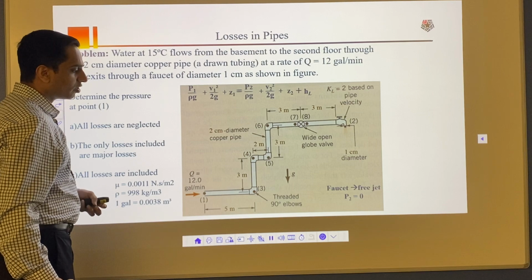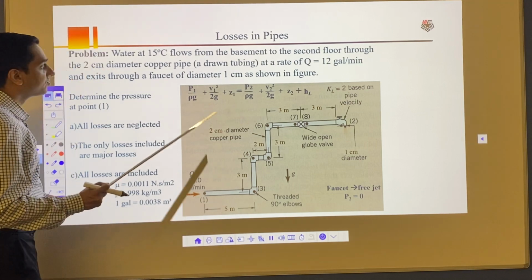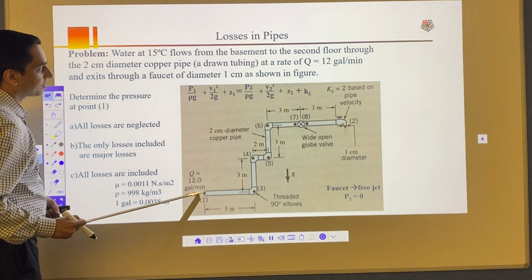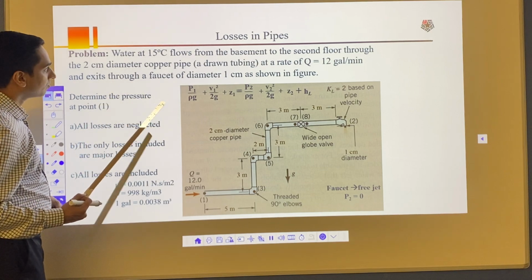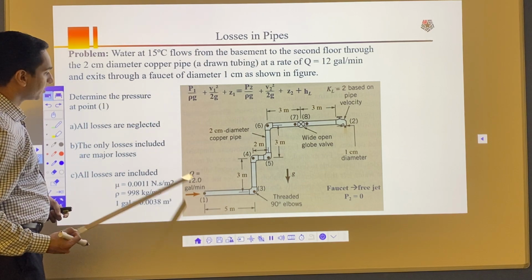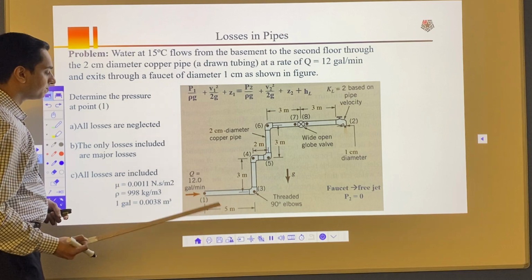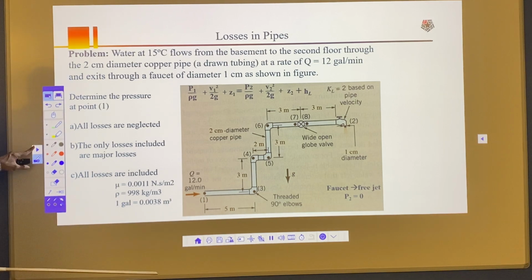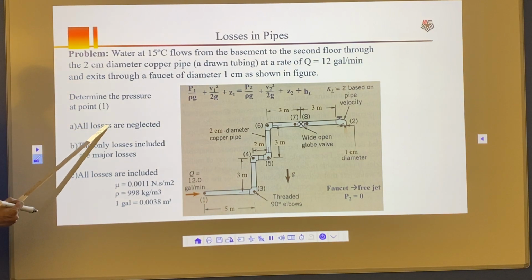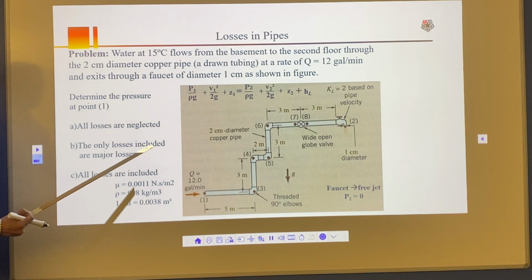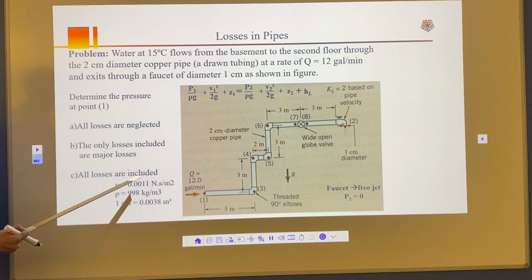Now in this problem what we have to find is the pressure at point 1. That's what we want to know. Determine the pressure at point 1 under 3 different conditions: all losses neglected, only major loss, that's friction loss, and all losses included.